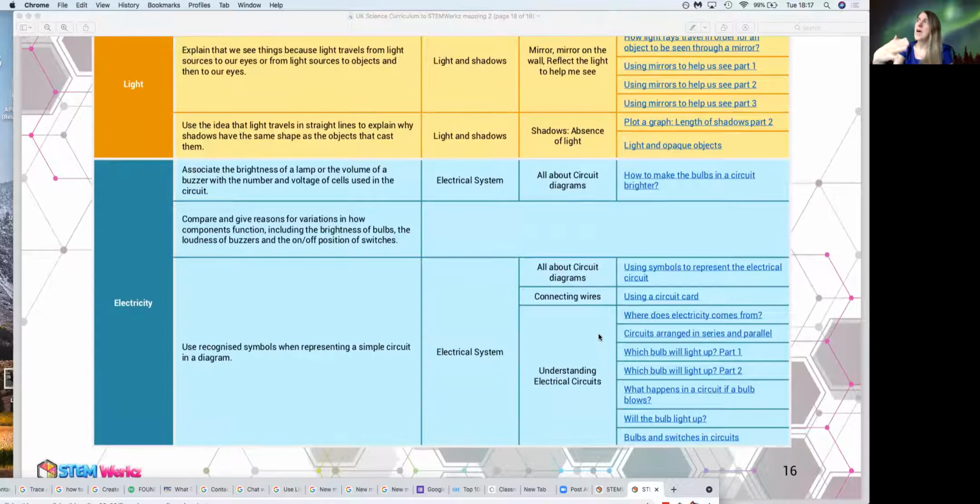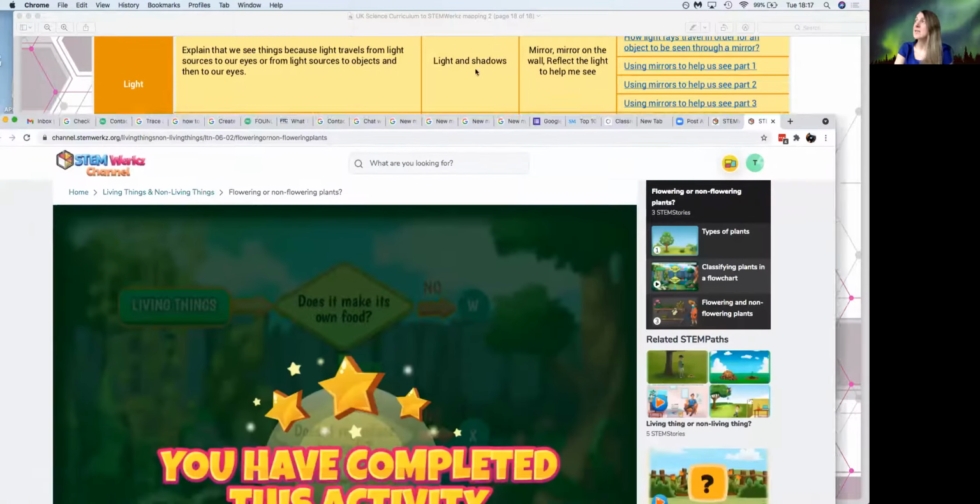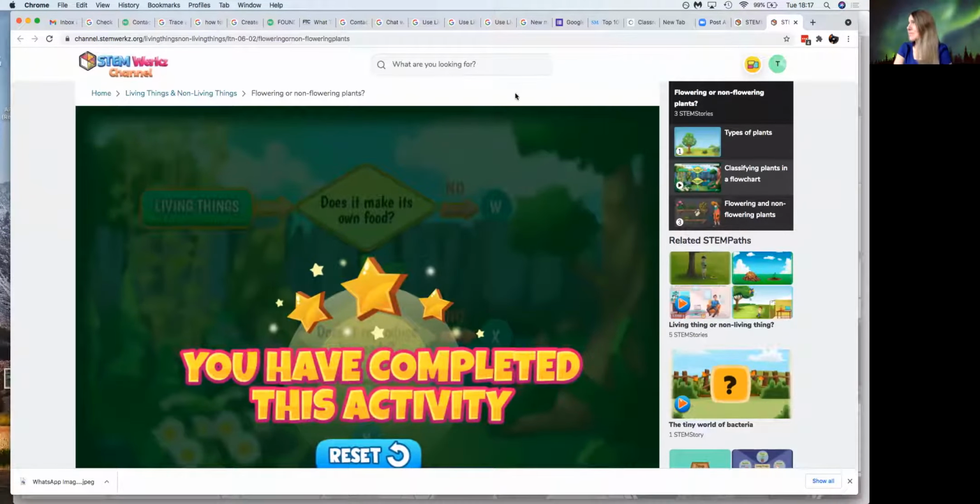And you can see that these are, I can use a circuit board. I know what a circuit board is. I know I can understand where electricity comes from. All those markers that you need to assess with the summative assessment can be done through looking at these STEMWerkz stories and then seeing how they can be assessed for your final summative assessments at the end of the year or at the end of the term.